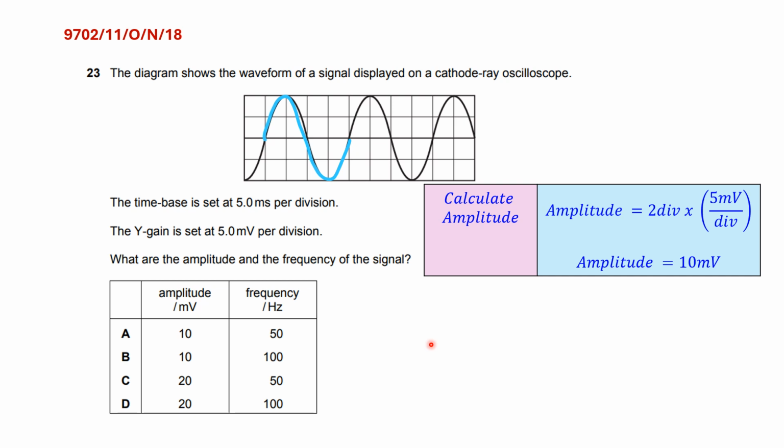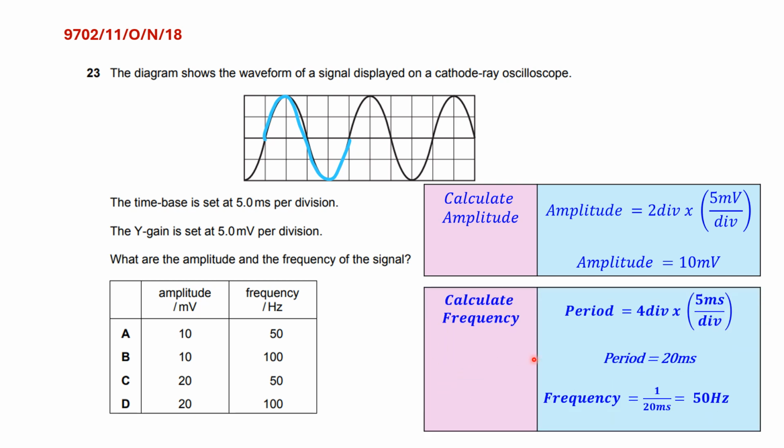So let's proceed to calculate the frequency. Right here, first you have to find the period, because you already selected a cycle, so we can count here 1, 2, 3, 4. We have 4 divisions corresponding to one cycle. So the value of the time base, which is the horizontal one, is 5 milliseconds per division. We are going to cancel divisions, and the result of the period is 20 milliseconds. The frequency is the inverse of the period, so the frequency is 50 Hertz, which is option A.